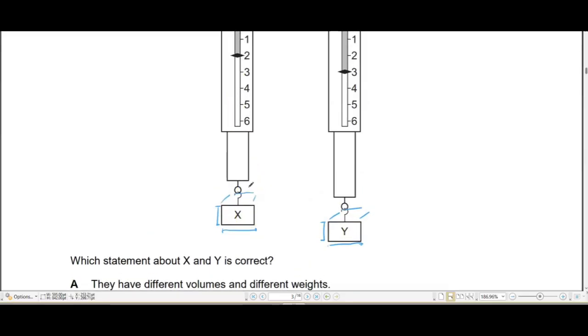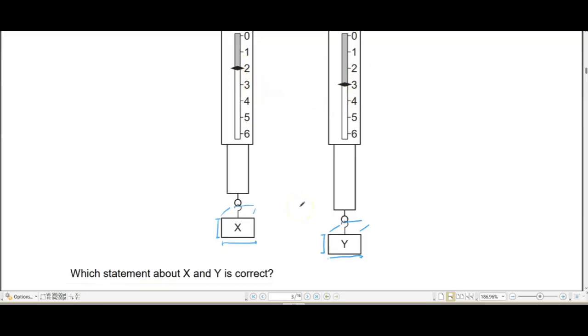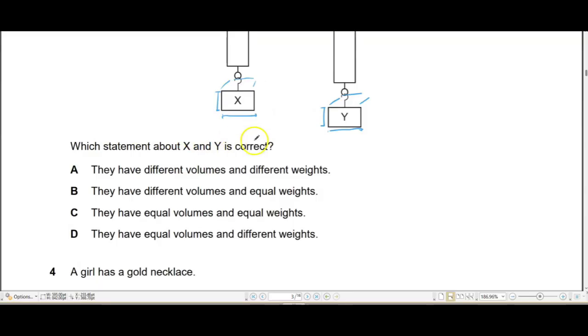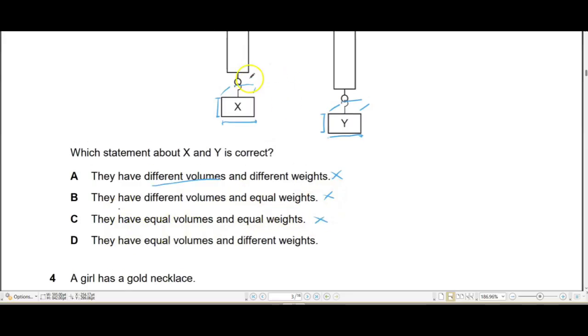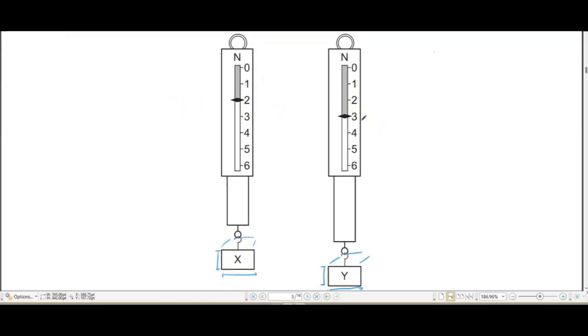But if you look at the scales, over here one scale points at 2 and one scale points at 3, so it means that they have different weights. If we look at the options, which statement about X and Y is correct? They have different volumes and different weights. No, they have same volumes but different weights, because they've mentioned in the question that the dimensions are similar. They have different volumes and equal weights. This is also wrong. They have equal volumes and equal weights. The weights are not equal. You can see that over here the scale is pointing at 2 and over here the scale is pointing at 3. The weights are not equal.